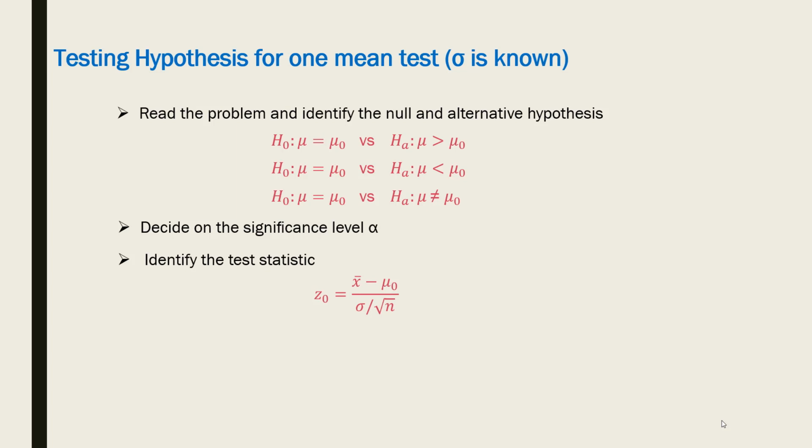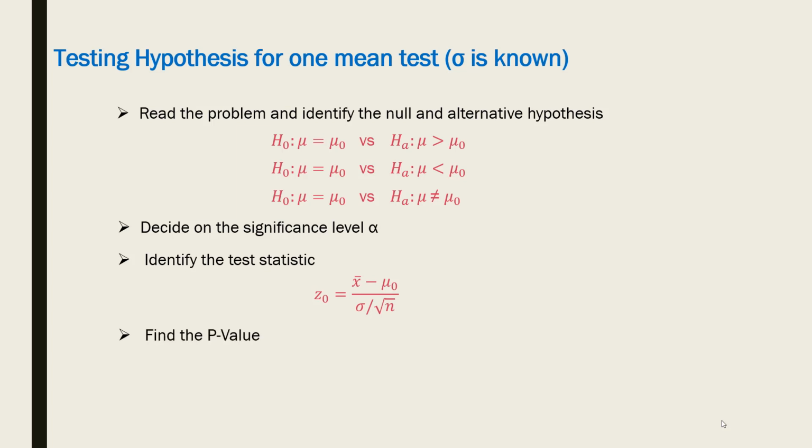The next step is to calculate the test statistic. How do you calculate it? X bar minus mu naught, where mu naught is the value of mu under H naught, divided by sigma over root n, where sigma is the population standard deviation and n is the sample size.